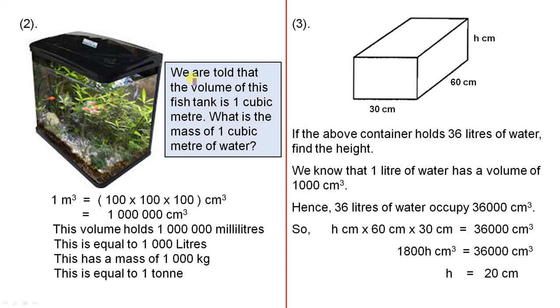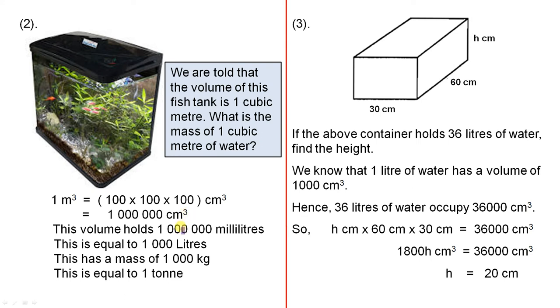Example 2. Here is a fish tank. We are told that the volume of this fish tank is 1 cubic metre. What is the mass of 1 cubic metre of water? So a cubic metre can be represented as 100 by 100 by 100 cubic centimetres. So that's 100 centimetres by 100 centimetres by 100 centimetres, which is 1 million cubic centimetres.